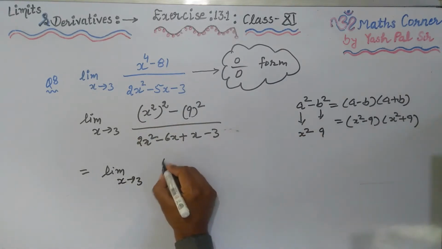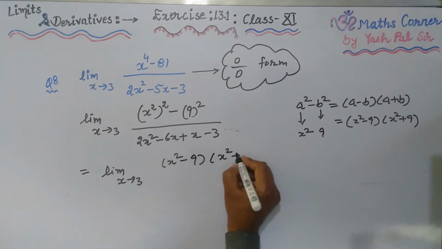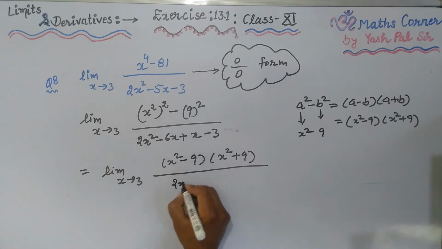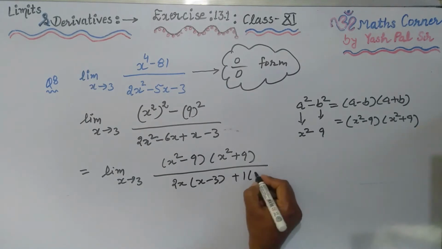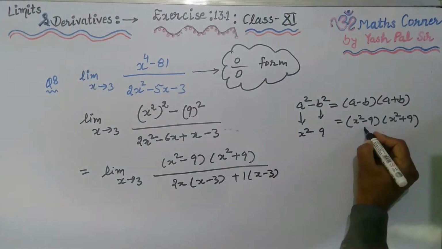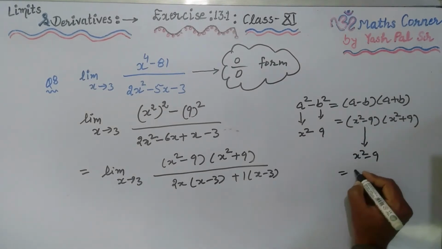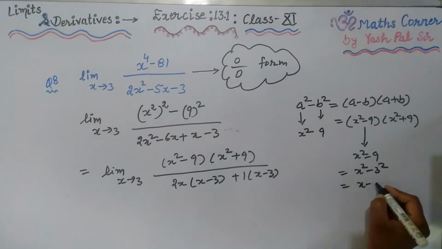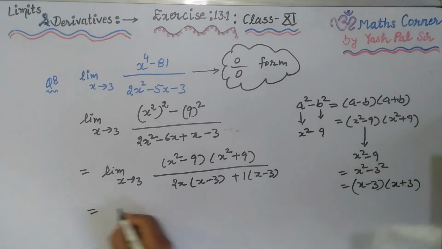According to this, the factors are x square minus 9 into x square plus 9, divided by, here taking 2x common, we are left with x minus 3 plus 1 into x minus 3. Further, with the same method, x square minus 9 we can say x square minus 3 whole square, so this becomes x minus 3 into x plus 3. So we follow this factorization.